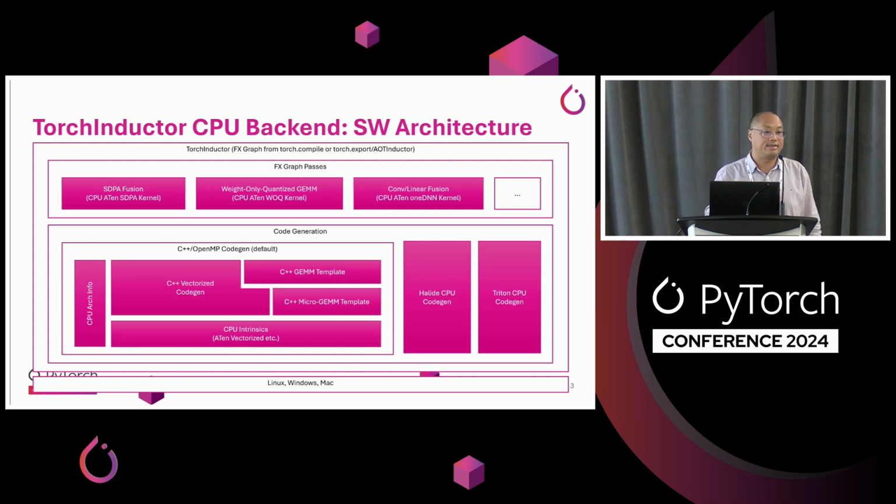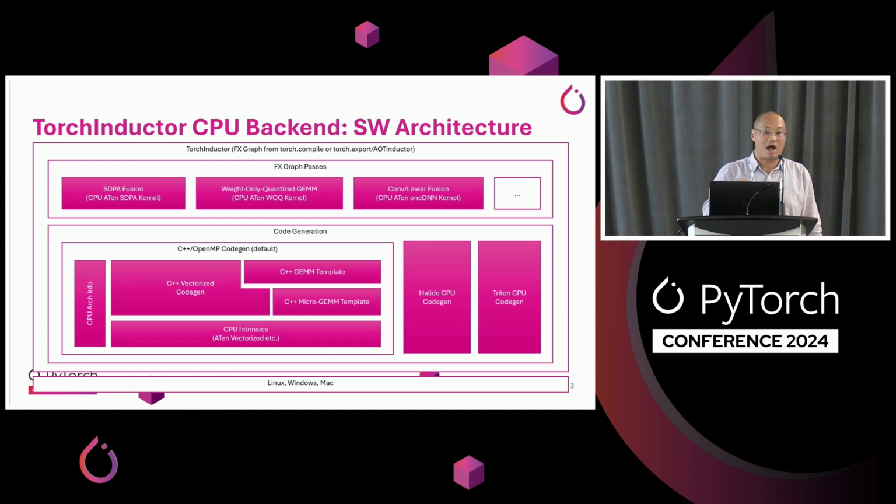Firstly, it processes the FX graphs, applying pattern-based graph fusion to map the important deep learning patterns to the CPU ATen kernels. For example, the SDPA implemented with the flash attention algorithm, the weight-only-quantized GEMMs for low-bit LLM inference, and also the conv and linear fusion, the epilogue fusion.